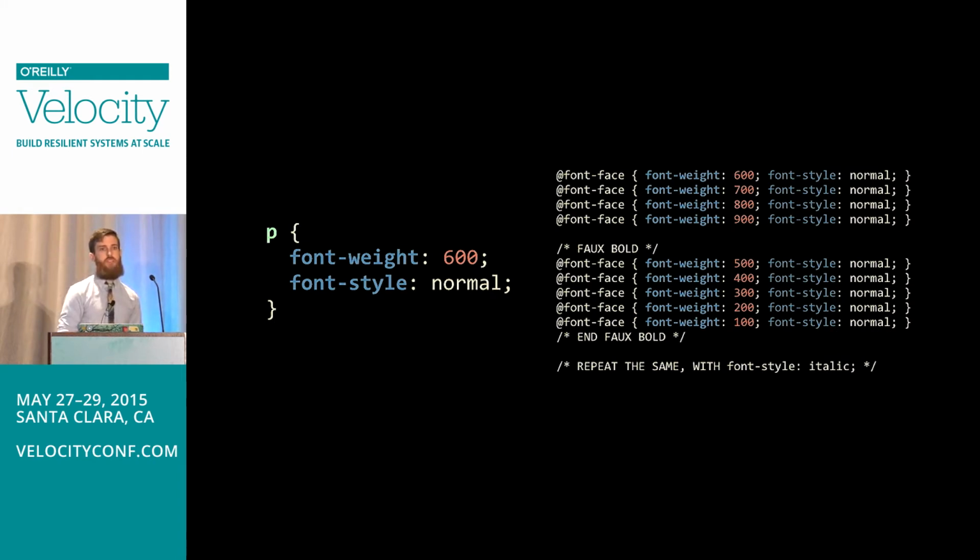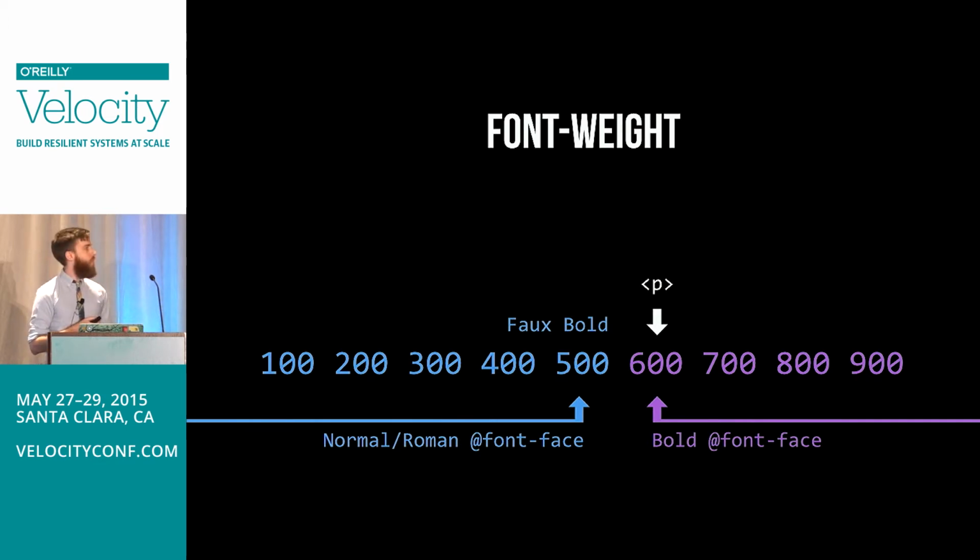And so here's an example of the upper end of the font weight spectrum. We have a paragraph with font weight 600. It will actually count up first instead of counting down. So we'll go 600, 700, 800, 900, and then 5, 4, 3, 2, 1, and then again repeat the same thing with italics.